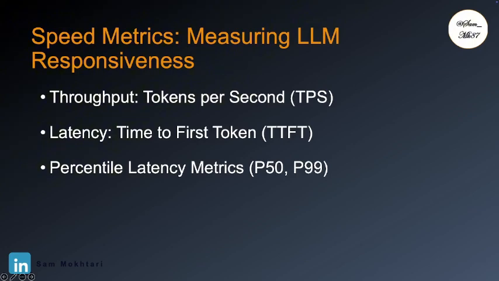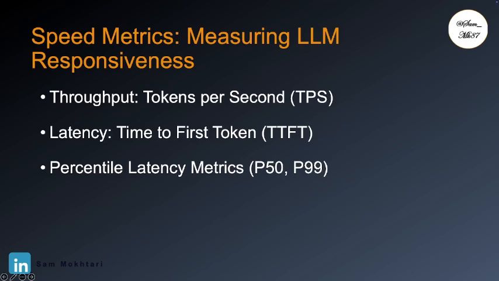Throughput is all about the model processing speed. So we have metrics such as tokens per second, which tells us how quickly the model can churn out the text. The higher the TPS, the faster the model can generate a large amount of text, making it suitable for tasks like content creation or large-scale text analysis.